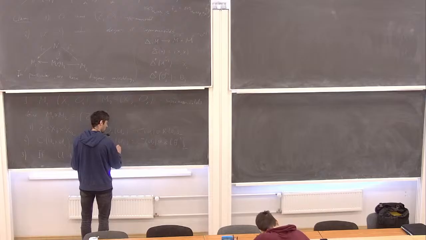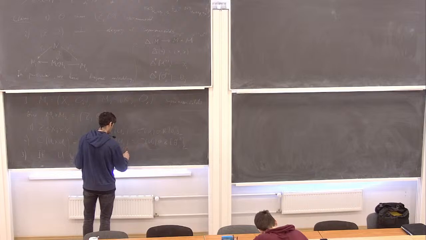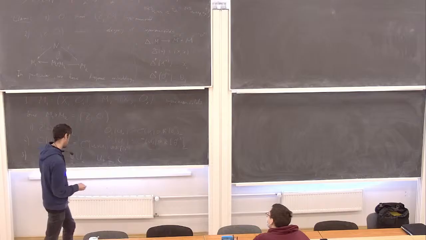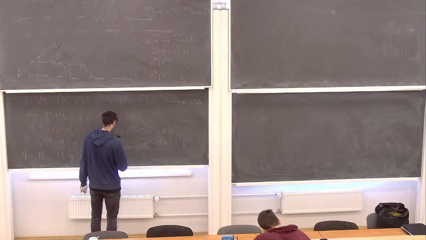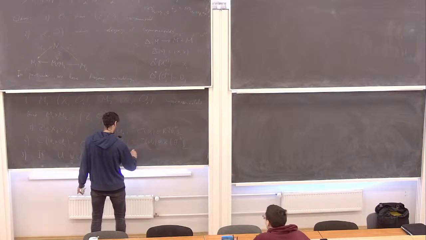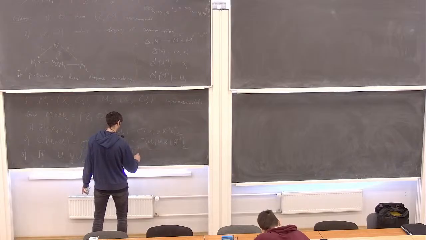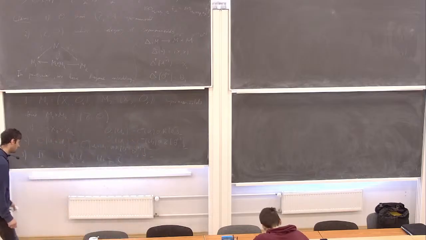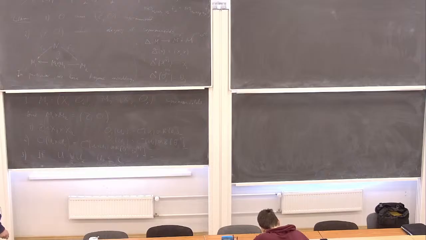tensor R of theta 1 i, theta 2 j. So these are odd, so actually I need this, right? And then minus, like this. So odd coordinates in different charts should also be anti-commuting. So yes, I think this should be better, right? Yes, thanks.